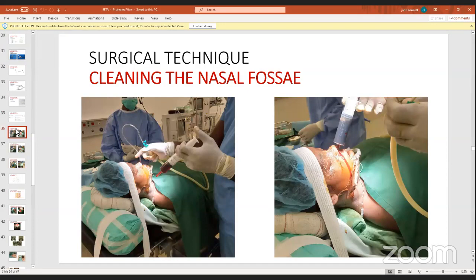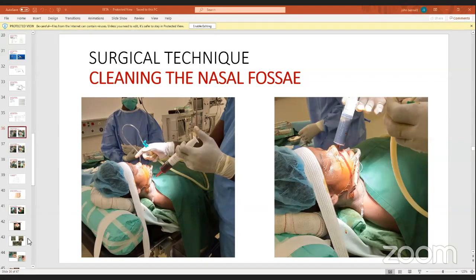Okay, so let's go to the operating room. Usually what we do here is start cleaning the nasal fossa using iodine solution. You can use iodine solution or any other kind of antiseptic agent, but usually this is what we use. Iodine, the green one, is what we use. We rinse and clean the nasal fossa several times. We put the antiseptic inside and we suction it. We do it for at least 5 to 10 minutes.